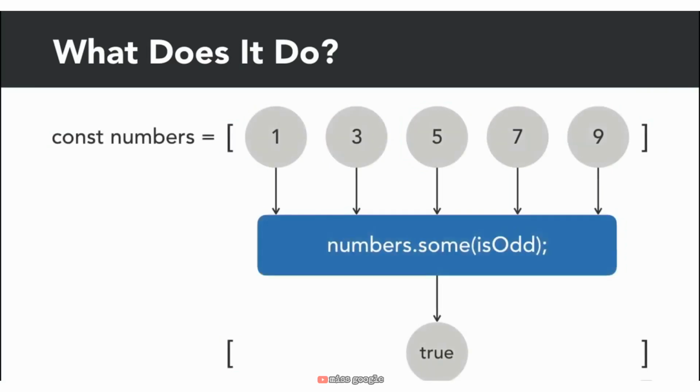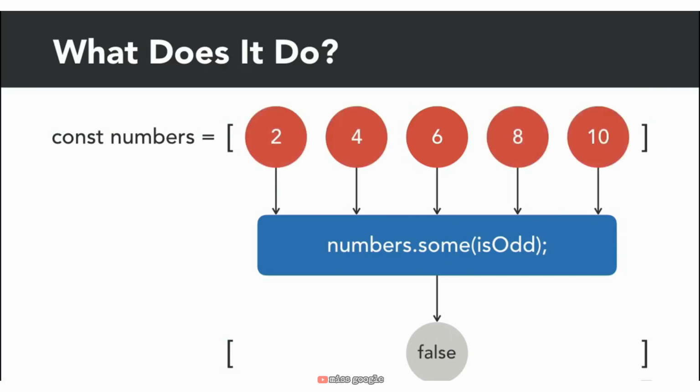Now some, on the other hand, returns true if the condition is true for any of the elements in our array. In other words, it returns false if and only if the condition is false for every element in our array. So taking the same example from before, if we have an array of all odd numbers and we call some with a function that checks if a number is odd, it will return true. And if we have a single even number in our array, it will still return true, all the way down to if there's only one odd number in the array, where it will still return true. The only time it will return false is if we have an array of all even numbers.